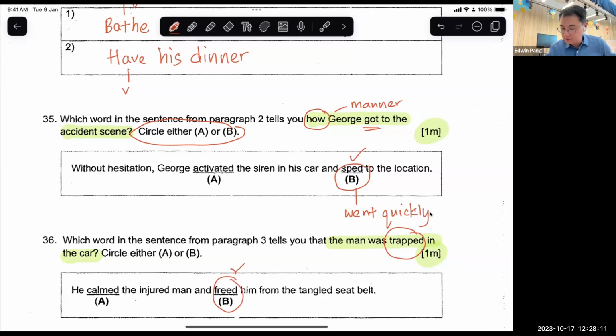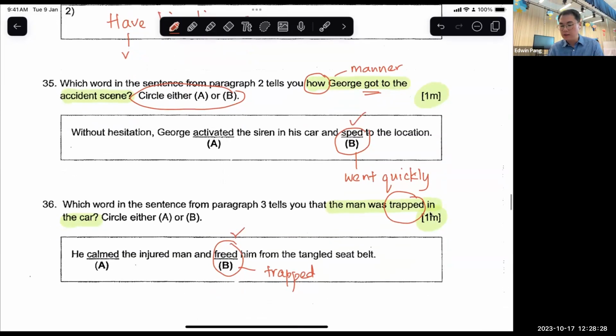So this is correct. I freed him from... to free someone means that they had to be trapped, right? If someone is not trapped, you don't need to free him, right? But because he was trapped inside the car, he could not get out by himself. The paramedics and the policemen had to help him out to free him. Okay, very good. So far, are we all doing well?